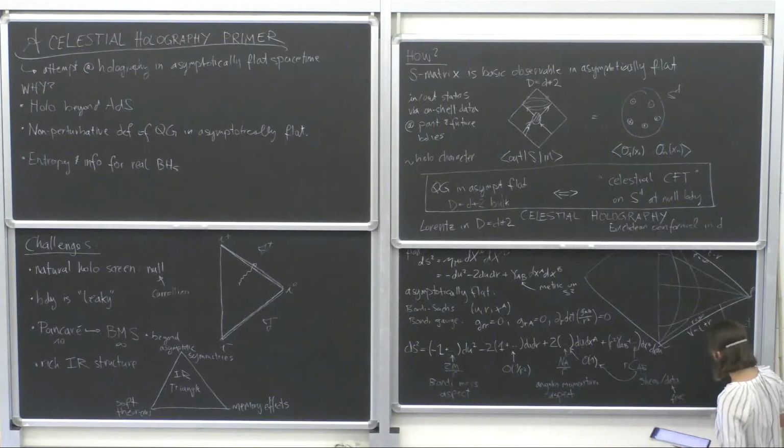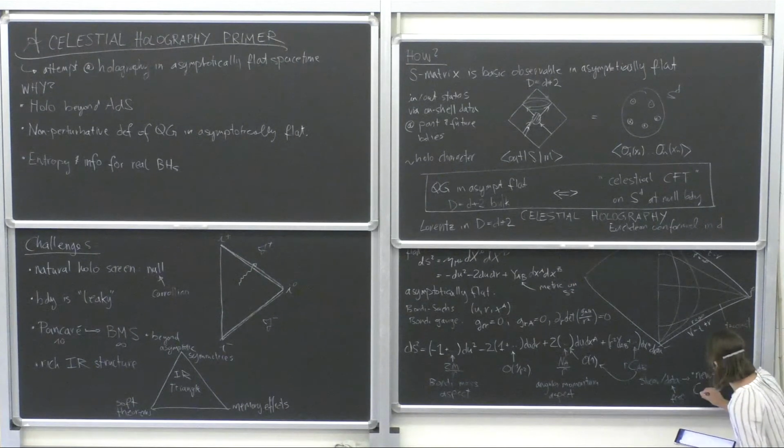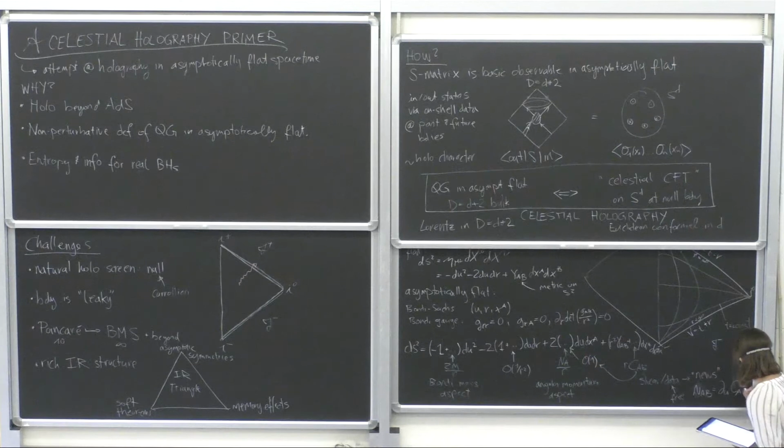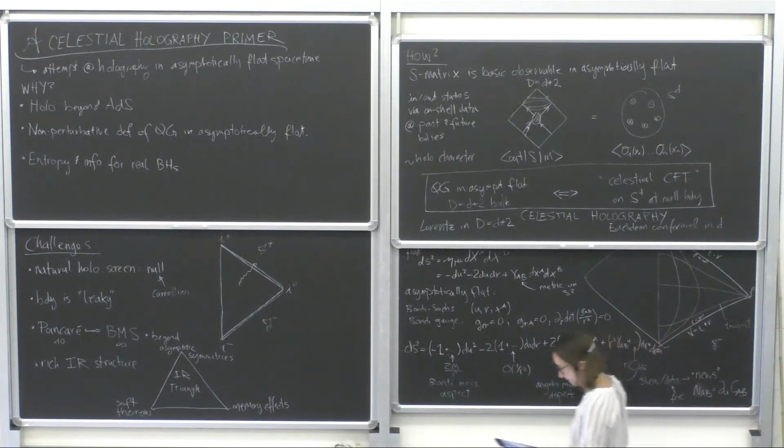This guy is important because from it we can define what's called the News tensor. This is just given by the retarded time derivative. So the News tensor NAB is given by the retarded time derivative of CAB. And if you square this quantity, then it tells you about the flux, the energy flux. Okay?